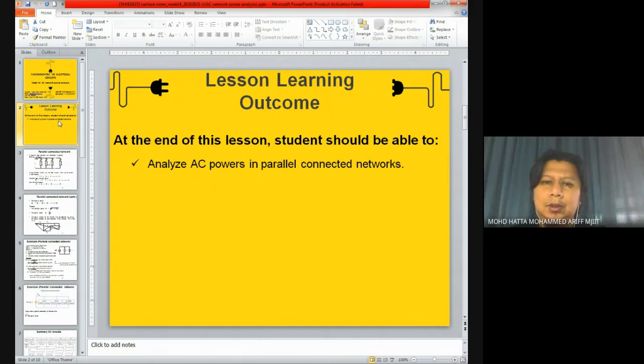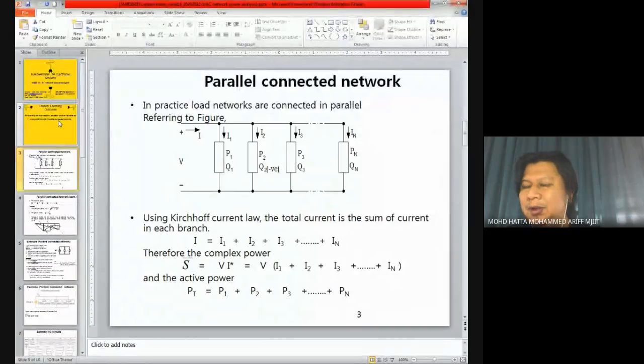circuit. For example, here we have an AC circuit, and if you look at domestic use, how do we calculate the total usage in terms of power for domestic use? Here is a simplified version of a parallel connected network. For example, we have 1, 2, 3 and up to n loads. Let's say we have 3 loads. For example, this is our washing machine, this is our television, this is our refrigerator and so on.